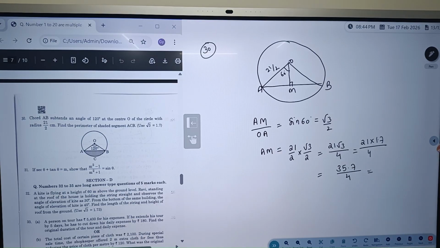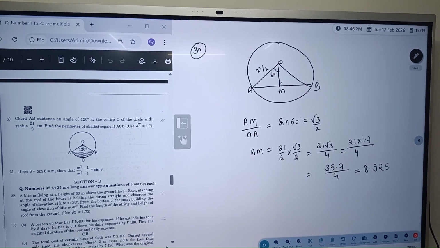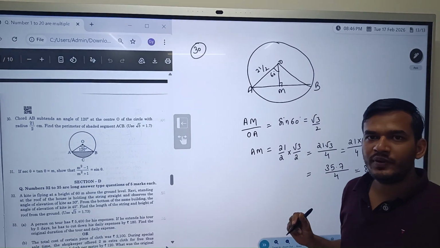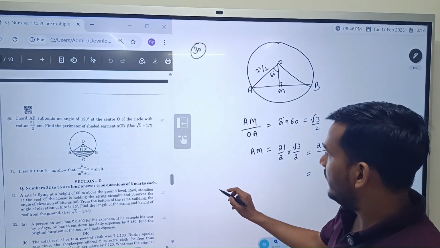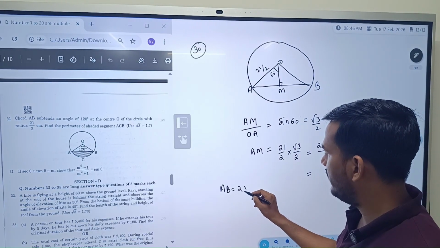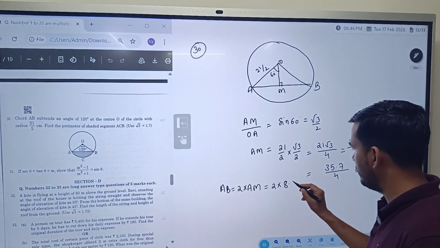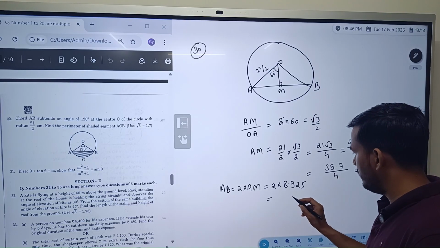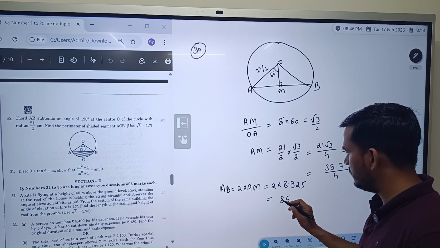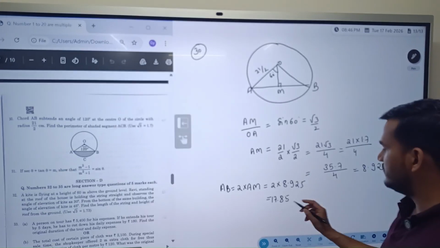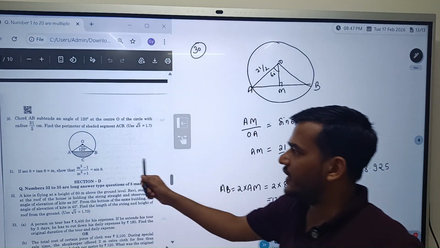35.7 divided by 4. 8 4s are 32, 3 left, 8 9s are 4 9s are 36, 1 carry, 4 2s are 8. Now AM is equal to 8.925. So AB is twice of AM, that means twice of 8.925, so this will be 17.85 centimeter. This is the length of chord AB.